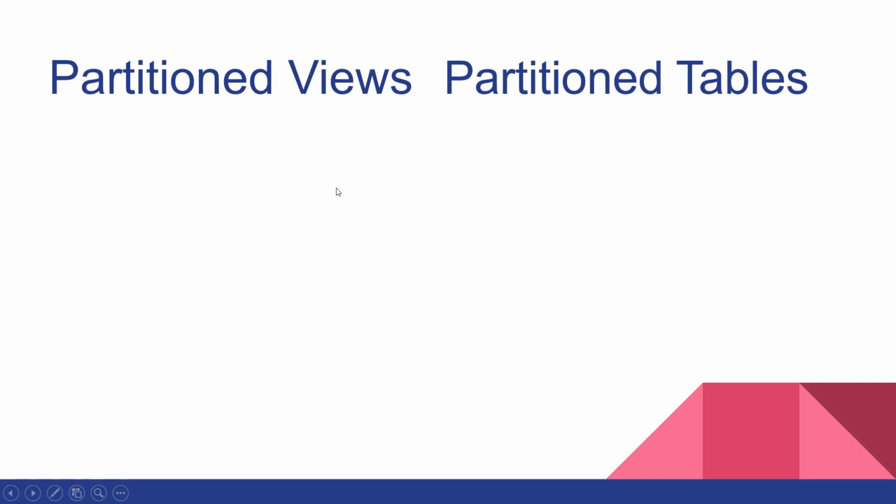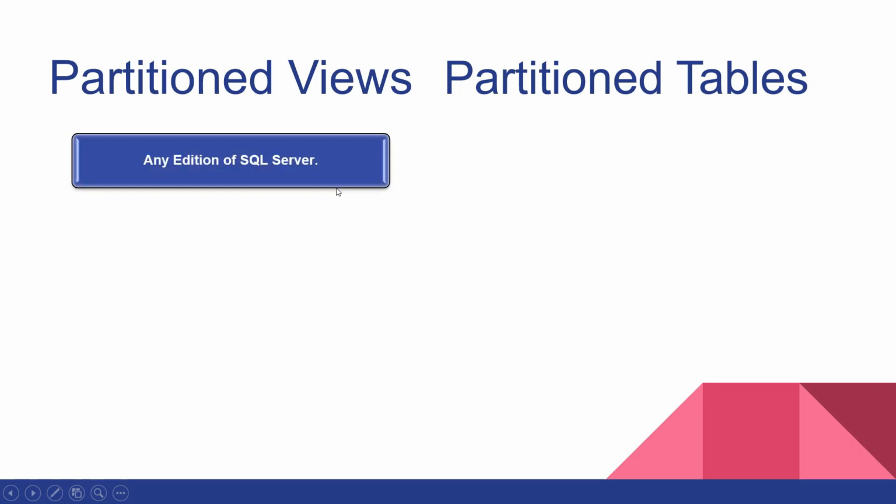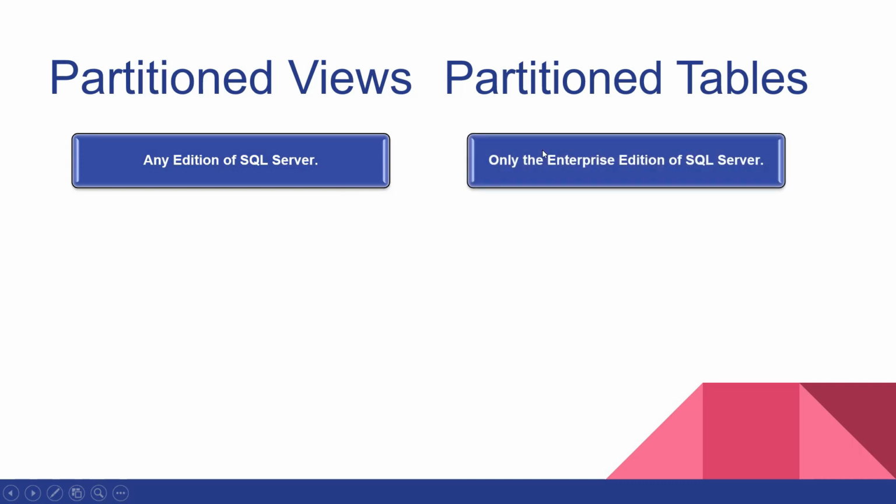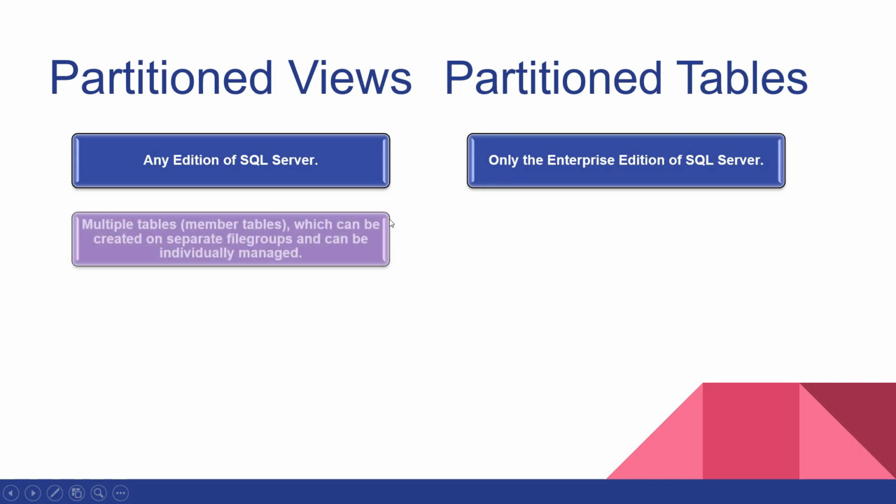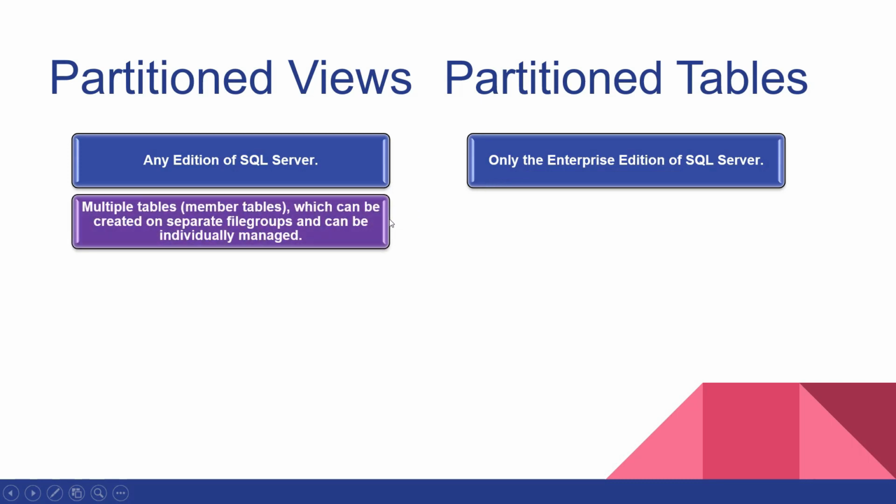First of all, partition views can be created on any edition of SQL Server. Partition tables, however, are an enterprise feature and can therefore only be created on the enterprise edition of SQL Server. This can be a huge factor when making your decisions. As we previously saw, the idea with partition views is that we split up huge tables into smaller member tables, which will each contain only a specific subset of the data. Each of these member tables has to be manually created either on the same file group or on a separate file group, and can be individually managed.